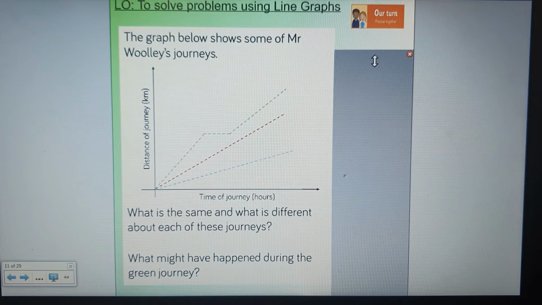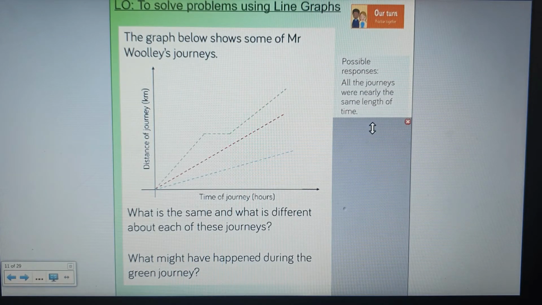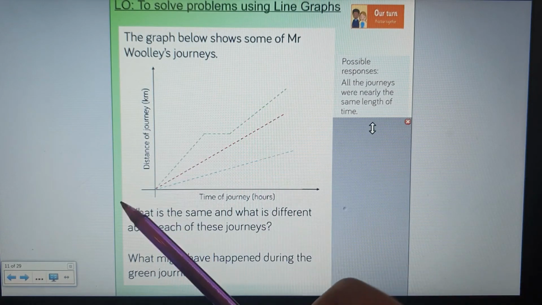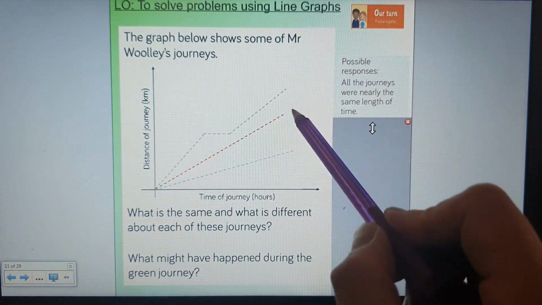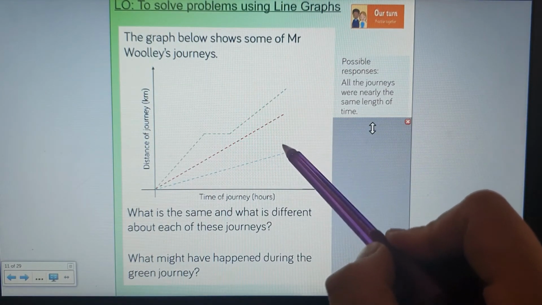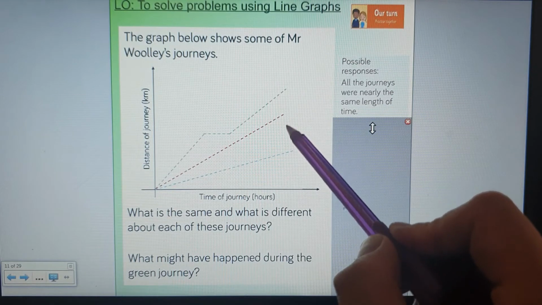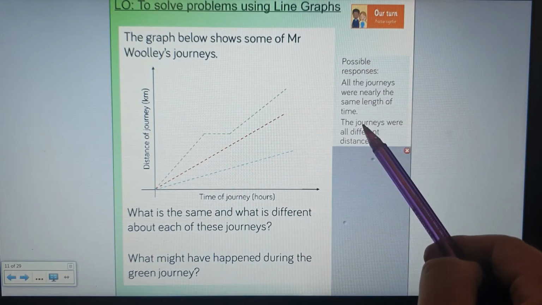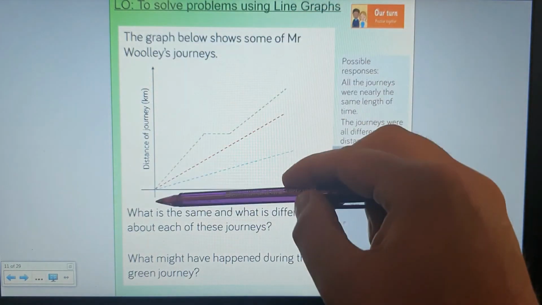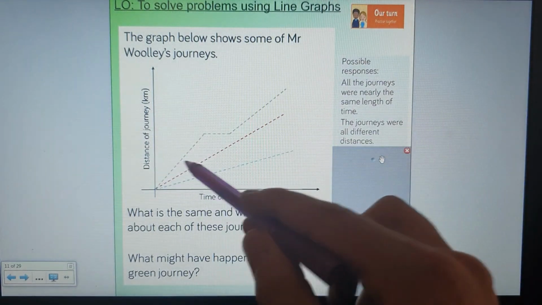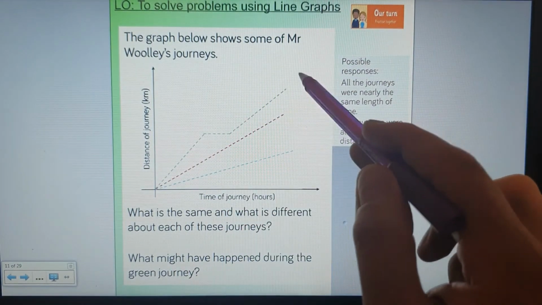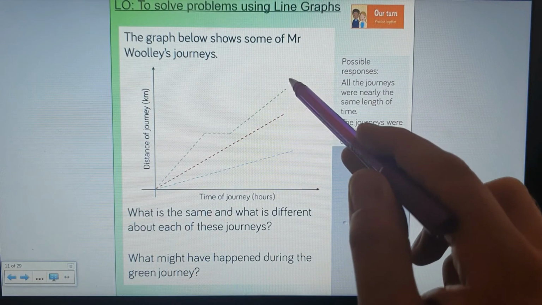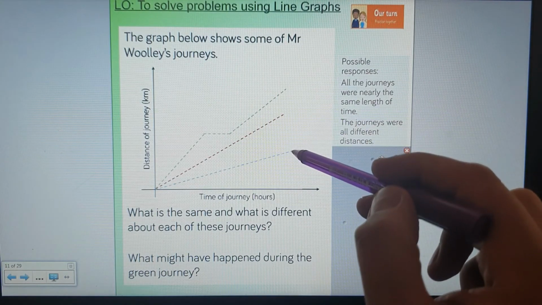So let's have a little peek at some of the ideas, possible ideas. All the journeys were nearly the same length of time. So our time here, the blue one, the red one, they're all similar sort of time. This one's slightly longer, but they're similar times. So that's a general kind of trend. The next one, the journeys were all different distances. So distance is how high up they've gone here. So the blue one's only got to here. The red one's a bit further along, and the green one's even further. So the green one, he's gone the furthest. The blue one has gone the least.